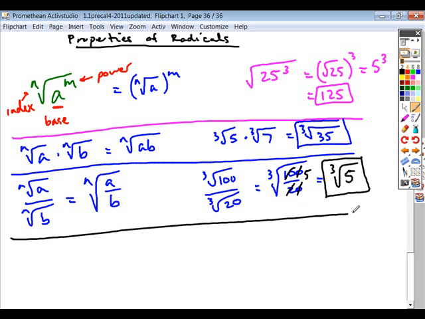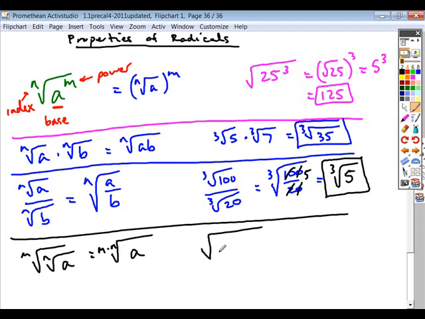Okay, one last property to be aware of, and that is if you take a radical of a radical. Okay, so if you have a radical inside another radical, you can combine those into one single radical. The base doesn't change. All that changes is the index. Indices, which is the plural of index, are multiplied. Okay, so you get m times n as your new index.